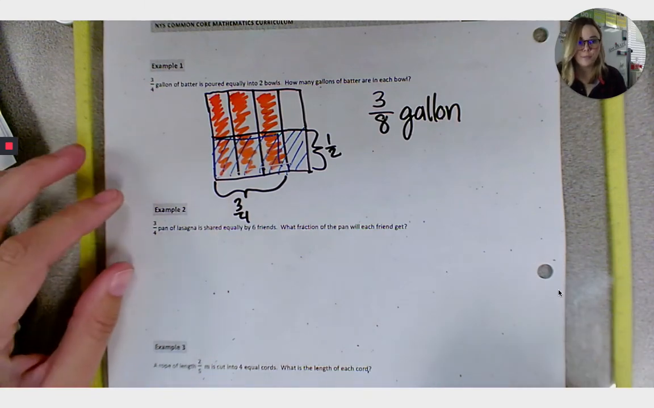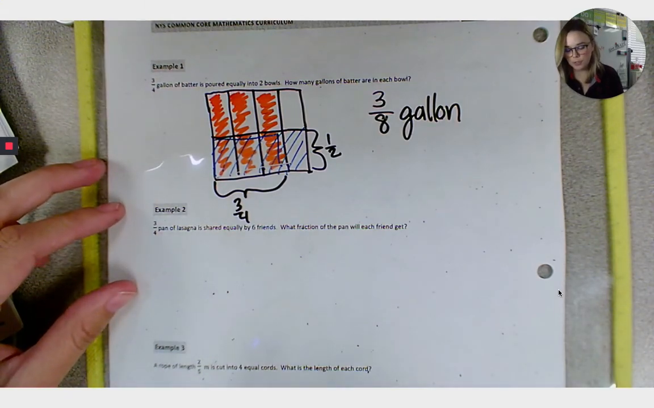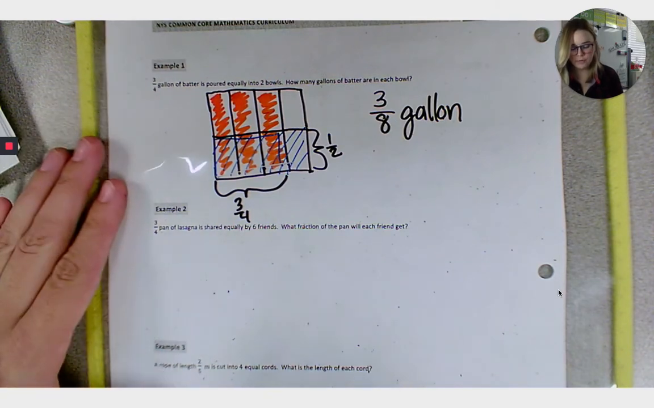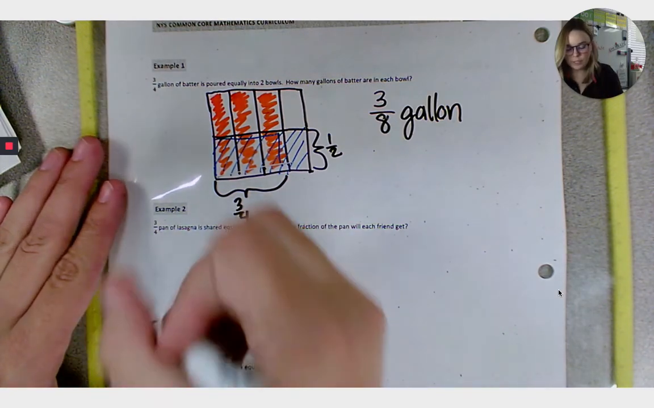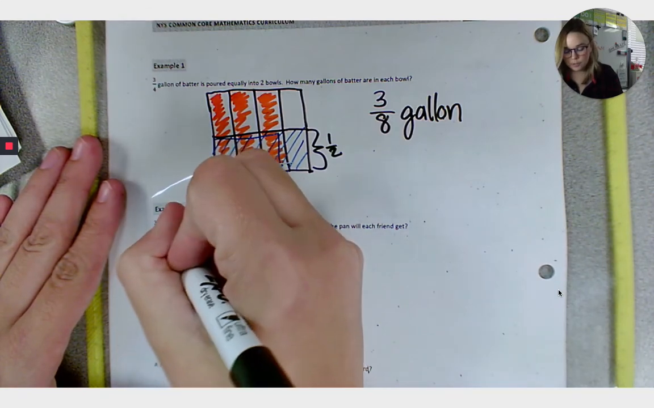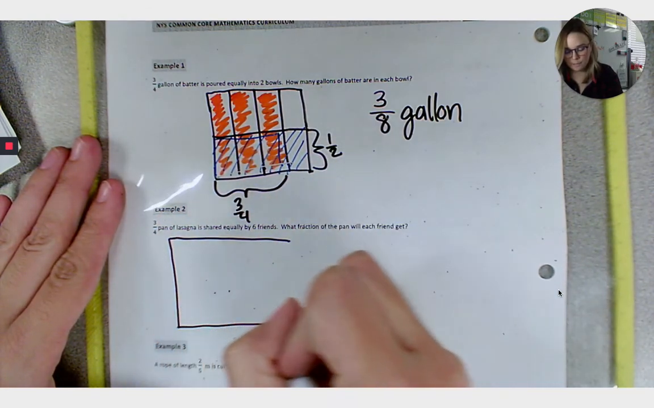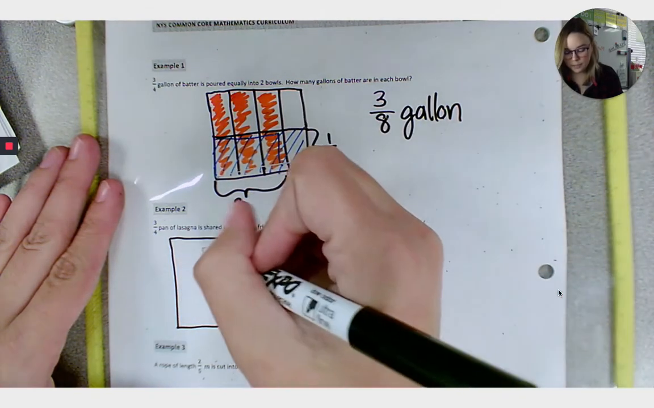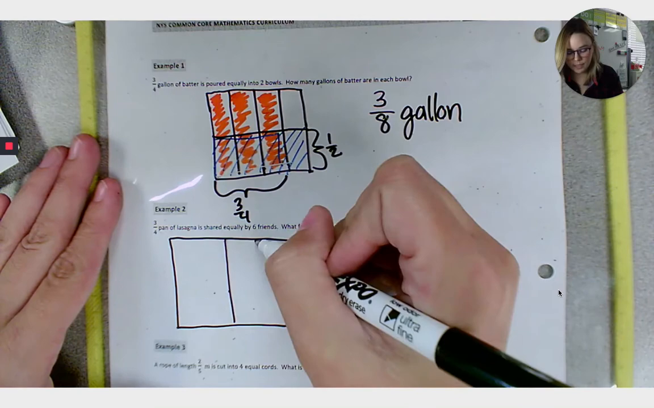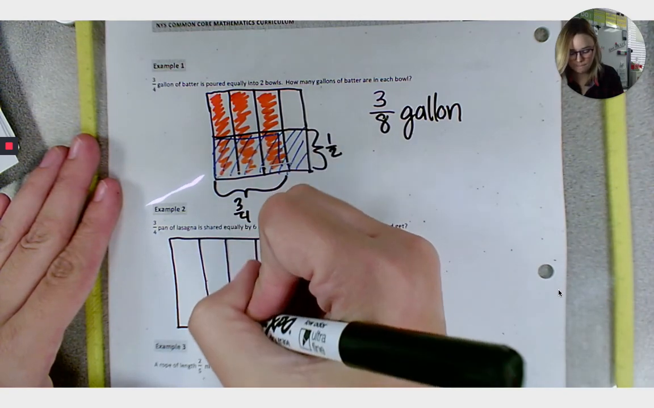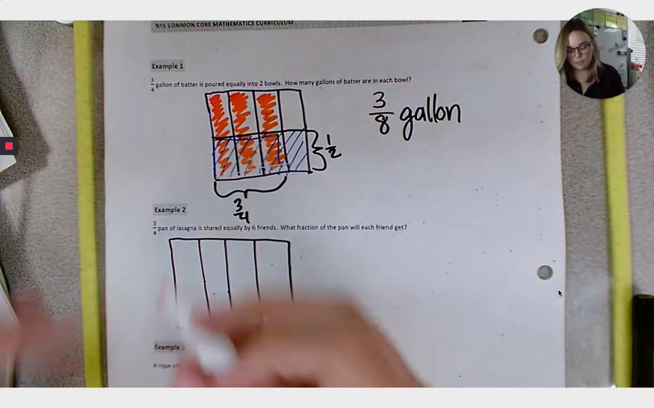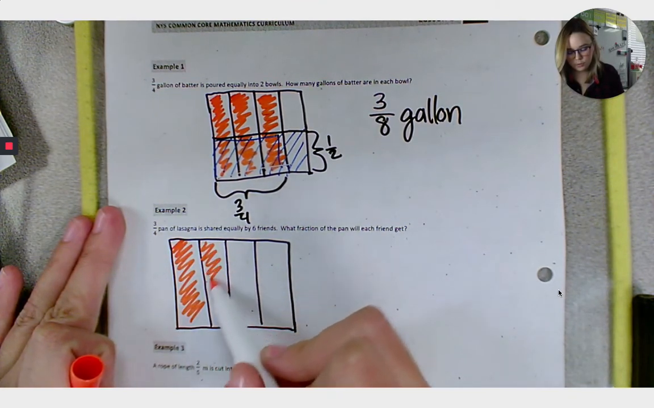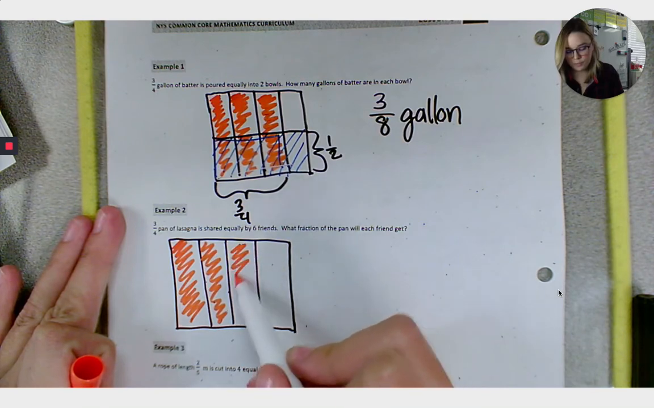Let's look at example 2. Example 2 is 3/4 pan of lasagna is shared equally by 6 friends. What fraction of the pan will each friend get? So I'm going to draw my diagram again. It's like I'm drawing out my pan of lasagna. And I'm going to divide it into fourths again. Then I'll shade in my 3/4. 1, 2, 3/4.